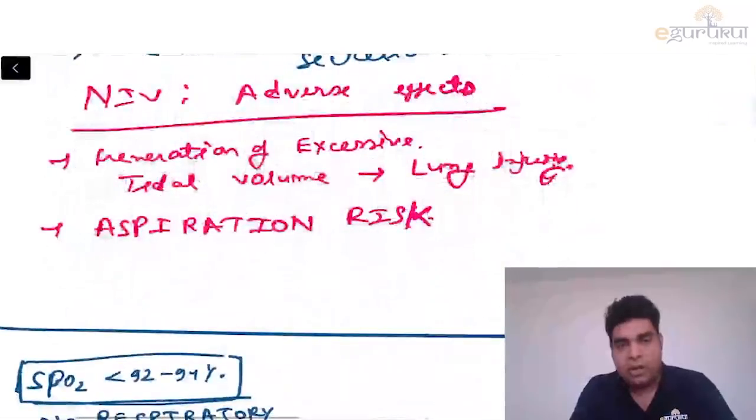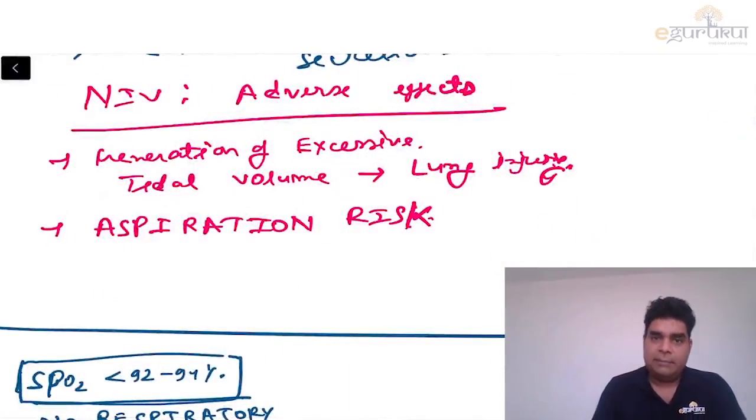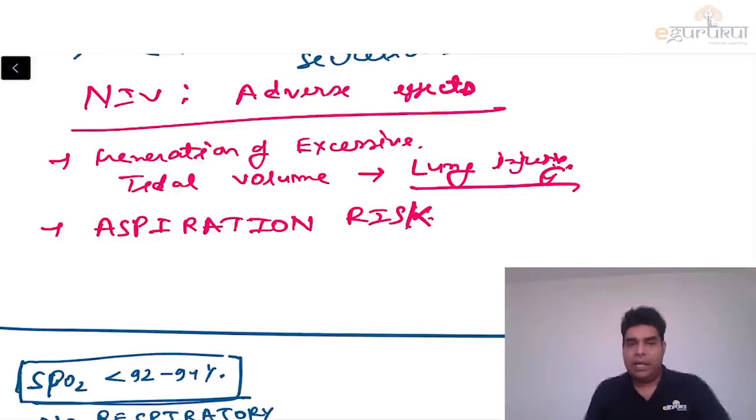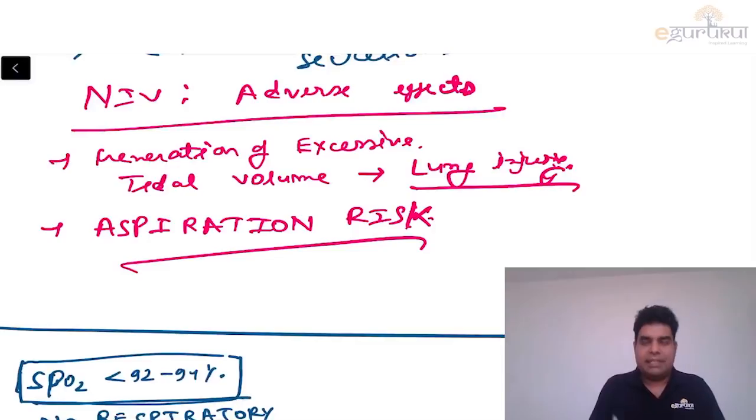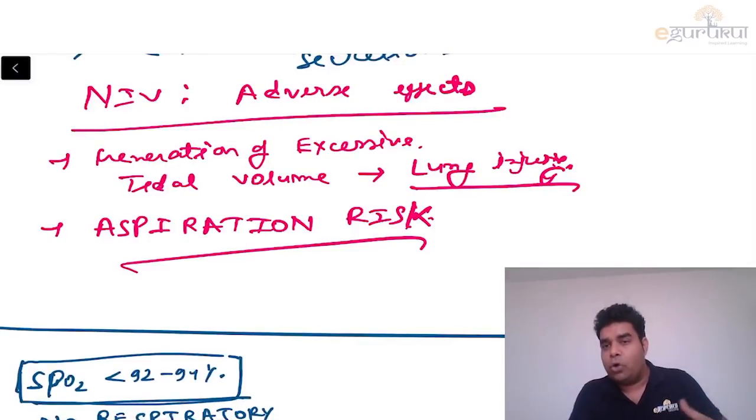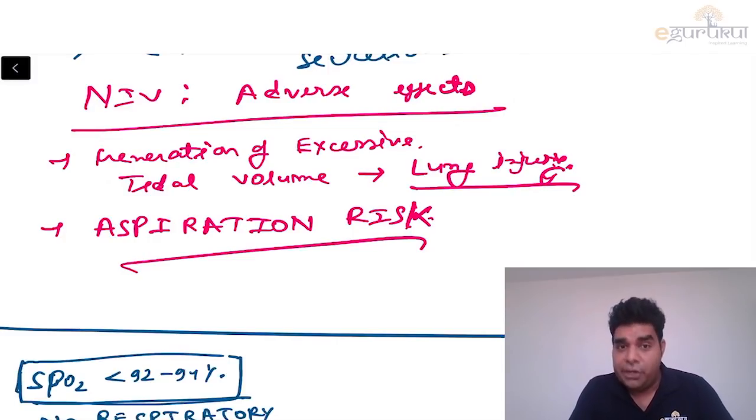What are the adverse effects of NIV? First thing is that sometimes there can be lung injury, self-inflicted lung injury. If you maintain excessive tidal volume, then because of excessive tidal volume, the alveoli will rupture and there will be lung injury. Second thing is that there is risk of aspiration. When the secretion is coming out, but there is no way to take it out, then the patient can aspirate it. In some cases, if the patient is not so conscious, there can be aspiration. And most important, there can be chance of lung injury.